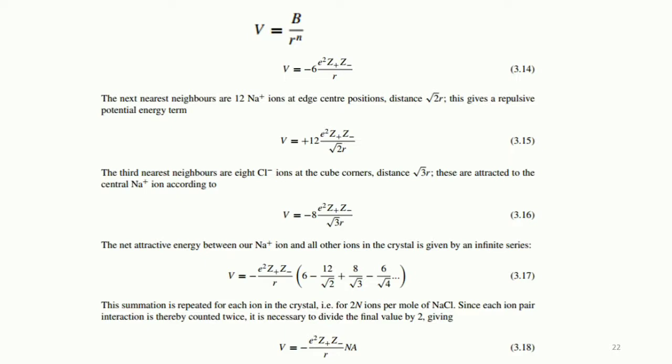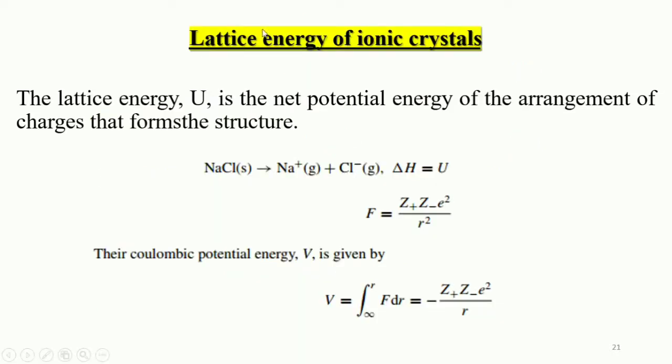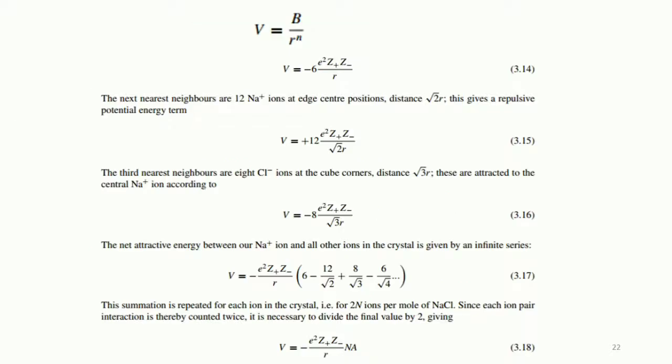The procedure is as follows. For example, consider the structure of sodium chloride. Between each pair of ions there is an electrostatic interaction given in this equation. This is actually the electrostatic force of attraction. Let us first consider one particular ion, for example sodium ion, in the body center of the unit cell, and calculate the interaction between it and its neighbors. Its nearest neighbors are 6 chloride ions in face center positions at distance r. The attractive potential energy is given here. V is equal to minus 6 E square Z positive Z negative over R.